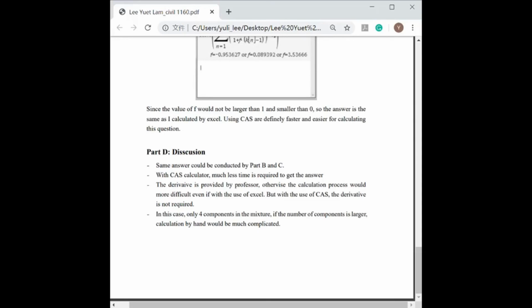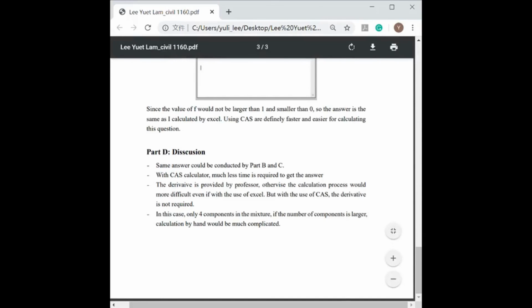Although it seems like not much time is required when using Excel, there are 3 reasons. First, I already input the g function and g prime function before the presentation, so it saves a lot of time. And also, the derivative is provided by the professor in the question. Otherwise, the calculation process would be much more difficult, even with the use of Excel. But with the use of CAS, the derivative is not required. And the last reason is, in this case, there are only 4 components in the mixture. In a practical question, the number of components will be more complex, maybe 10 or even more components, so the calculation by hand would be much more complicated.